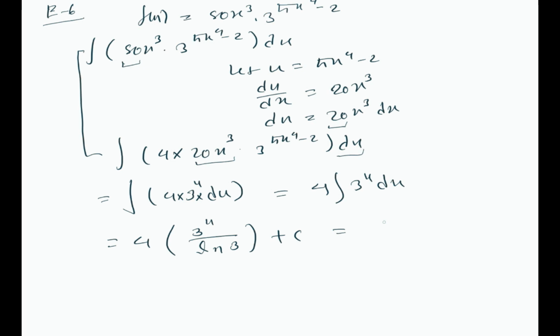and if you substitute our value of u, then it would be 4 times 3 to the power u. What is u? u is equal to 5 x to the power 4 minus 2, divided by ln of 3, plus c. So this is the answer for this question.